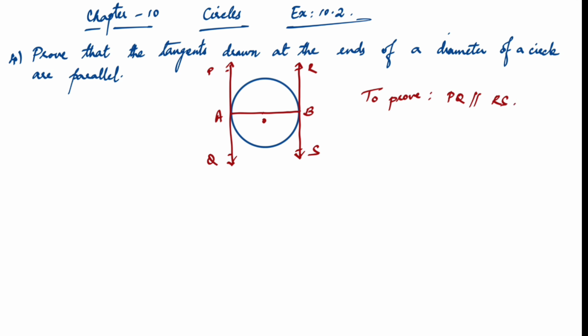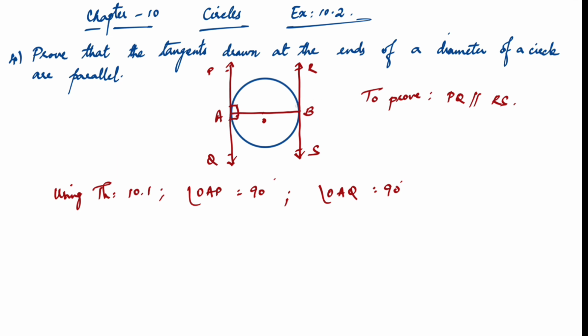We know that the tangent at any point of a circle is perpendicular to the radius through the point of contact. Using theorem 10.1, we know that angle OAP is equal to 90 degrees, angle OAQ is equal to 90 degrees.